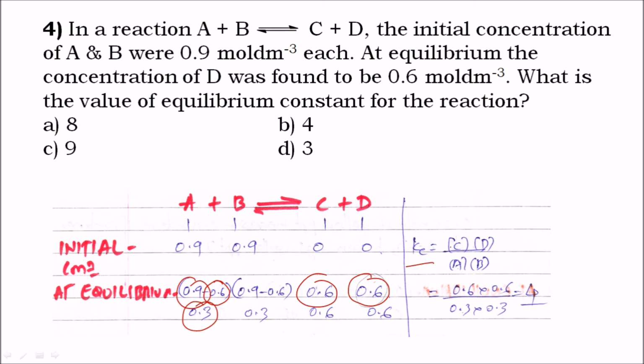Kc is concentration of C, concentration of D divided by concentration of A into B. Just substitute the values now. 0.6 into 0.6 divided by 0.3 into 0.3, and if you simplify you'll get the answer as 4. So the right answer for this question is option B, that is 4. Right, next one.